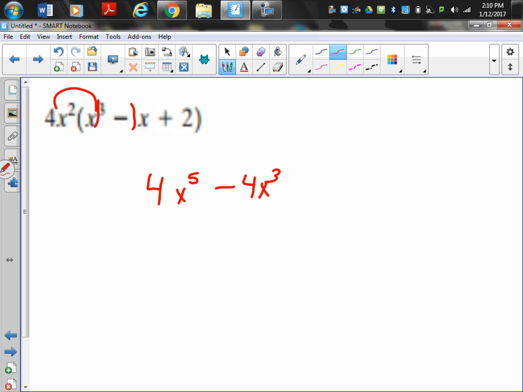4x squared times 2 is what, Kentrail? 8x squared. Good.